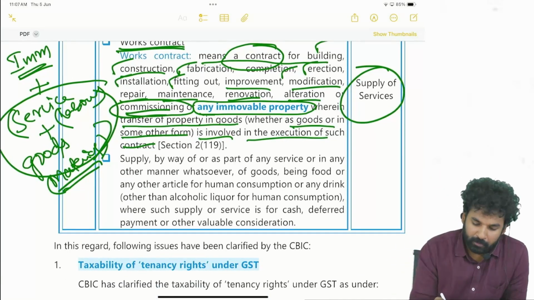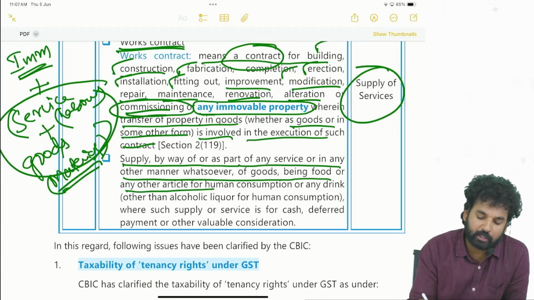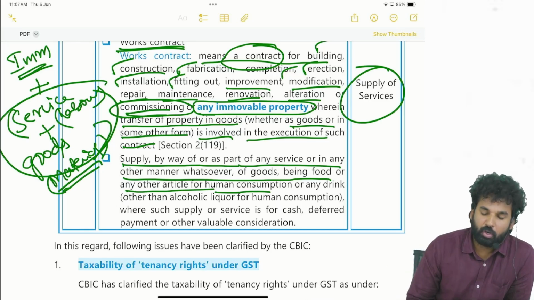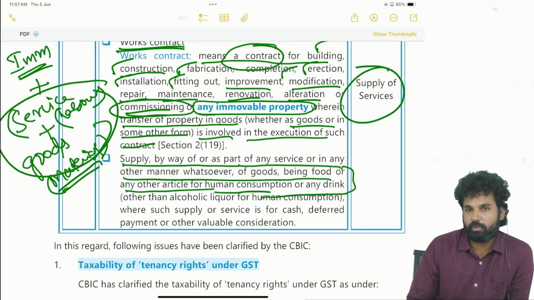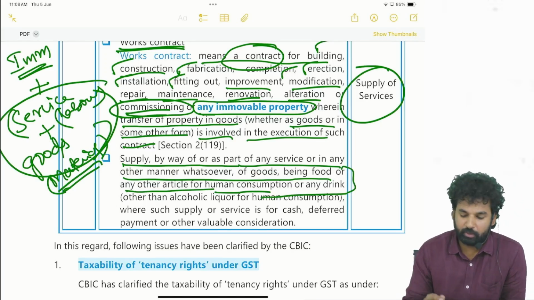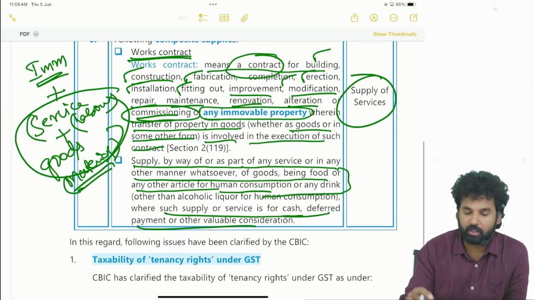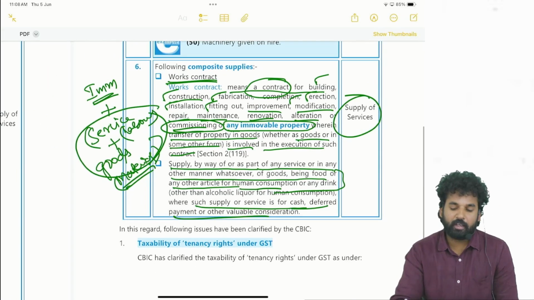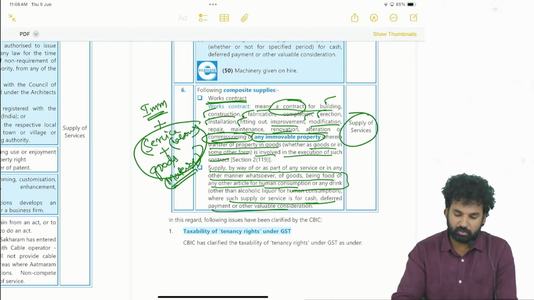Next, supply by way of or as part of any service or in any other manner whatsoever of goods, being food or any other article for human consumption or any drink. So this is with respect to restaurant, but other than alcoholic liquor for human consumption. Where such supply of service is for cash or deferred payment or other valuable consideration, then that is also supply of service. That means restaurant and catering service.